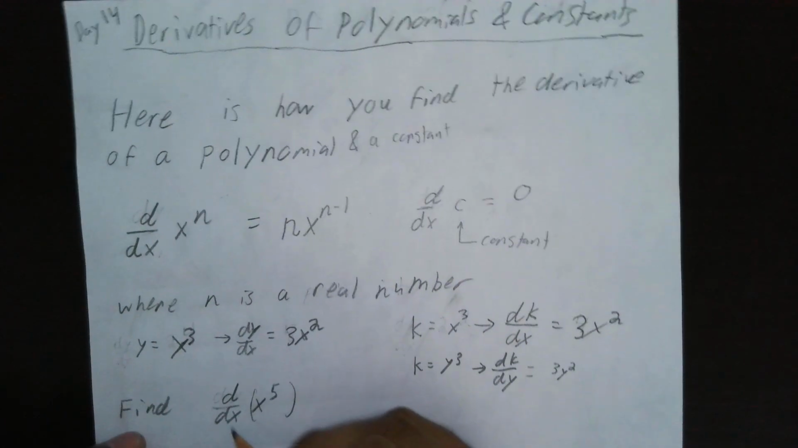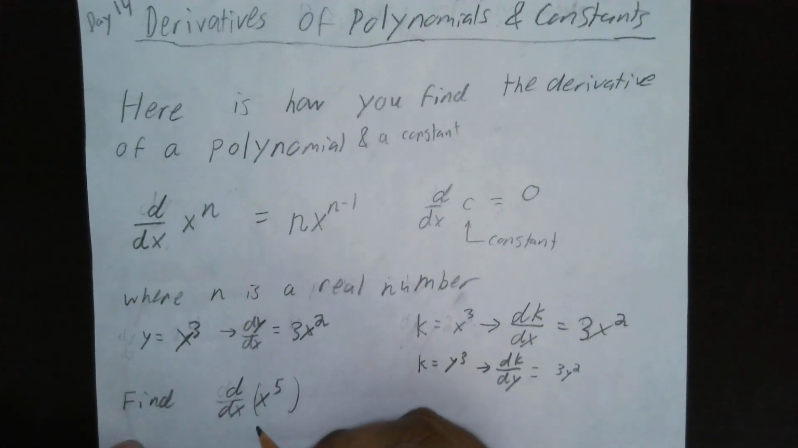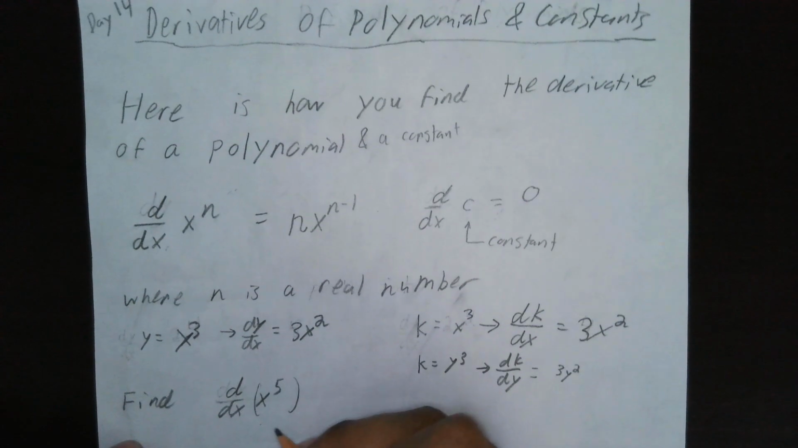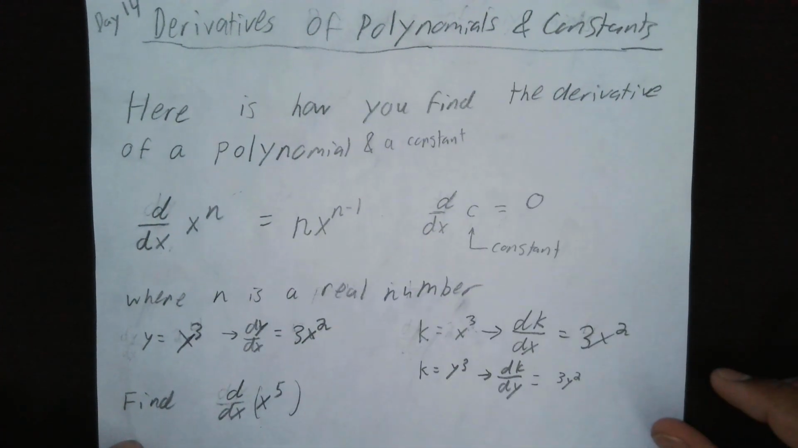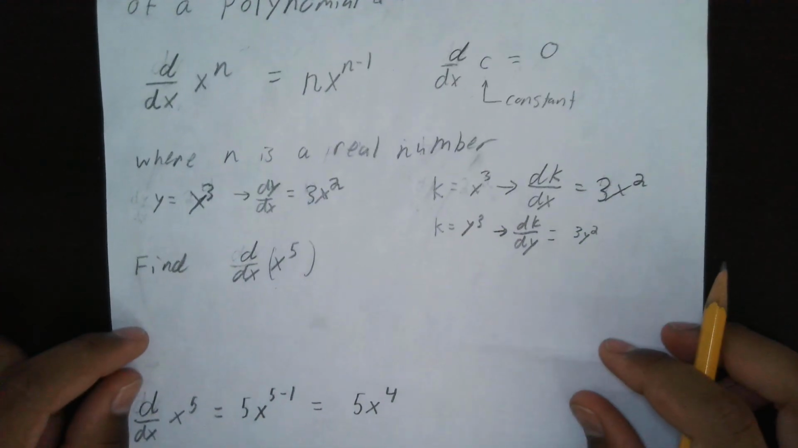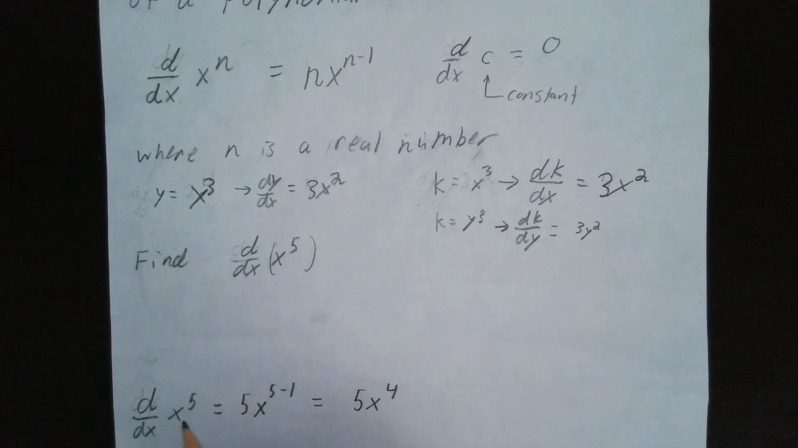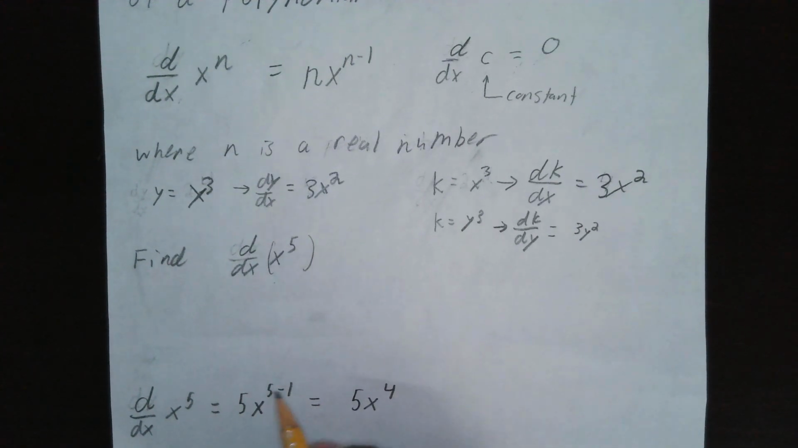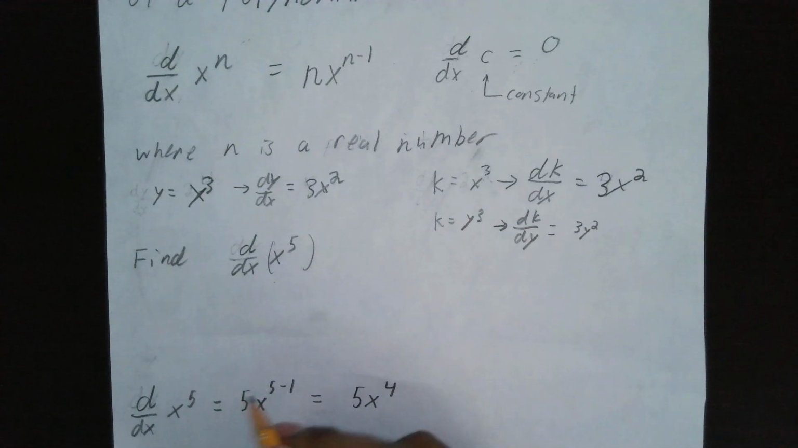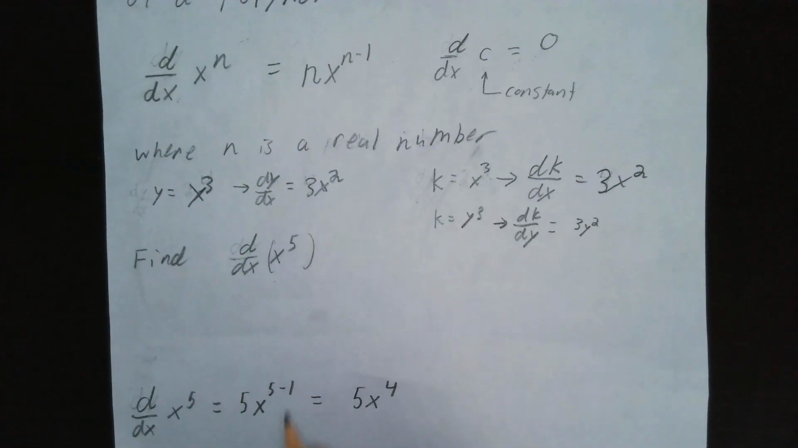So, find the derivative with respect to x of x to the power of 5. Please pause the video and try it out on your own. Alright, so the answer would be 5 times x to the power of 5 minus 1. So we have 5 times x to the power of 5 minus 1, that's 5x to the fourth.